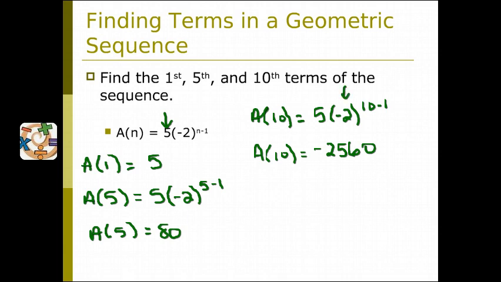Okay, we do have a negative number here that we are multiplying by for our common ratio. So it's important to note that every other term in the sequence will be positive, and every other term in the sequence will be negative. So you'll have a positive, then a negative, a positive, then a negative.